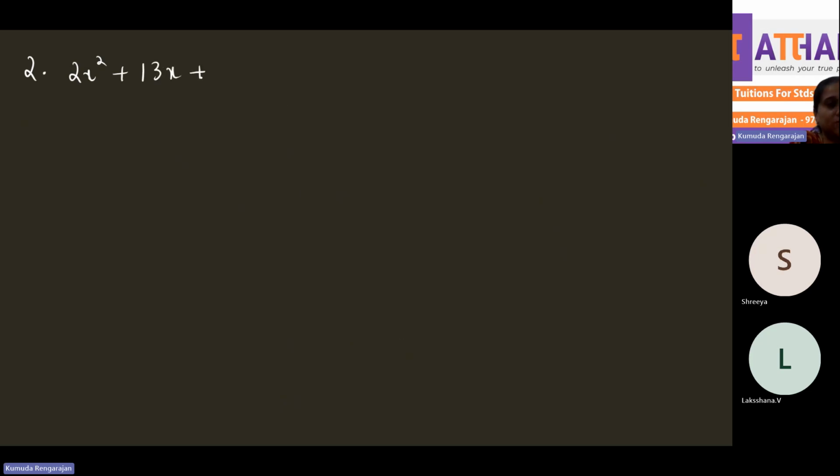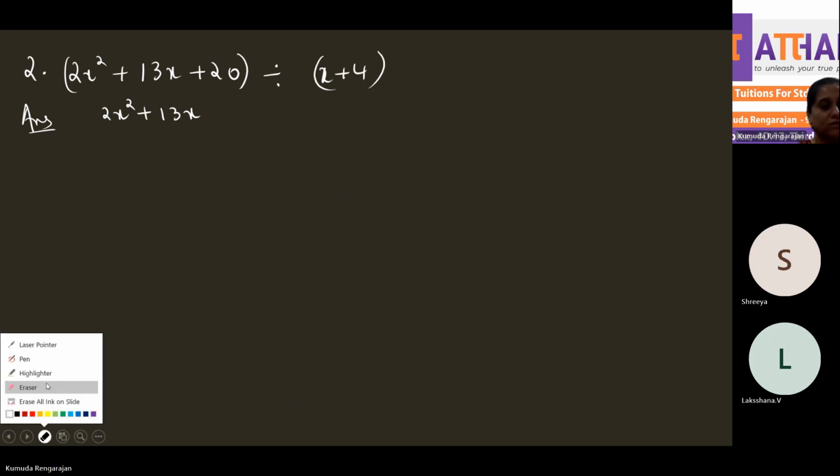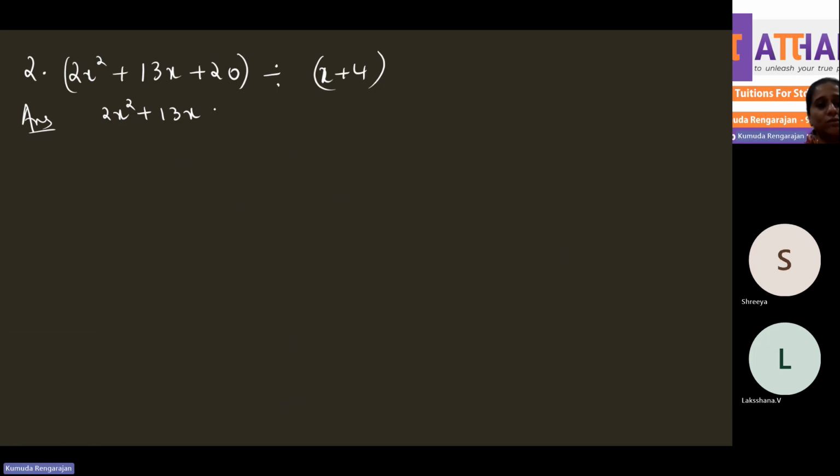2x squared plus 13x plus 20 divided by x plus 4. Which means 2x squared plus 13x plus 20. You don't have to put the brackets. It may be given in the question, but you can just remove it. 2x squared plus 13x plus 20 divided by x plus 4. This is what we have to find.